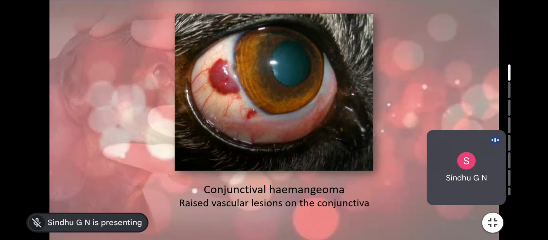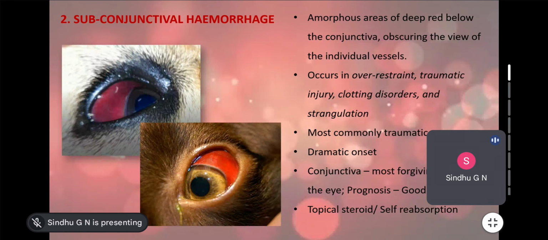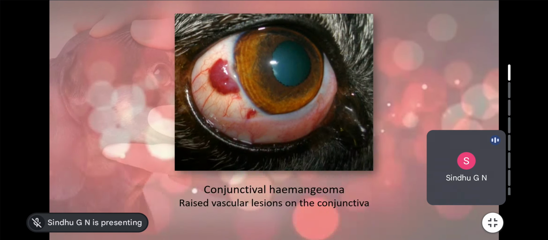Then, compared to the previous image, we can see that these lesions are a little raised over the conjunctiva. It's very evident that it is a little raised. These are hemangioma, which is a benign tumor of the vascular tissue.